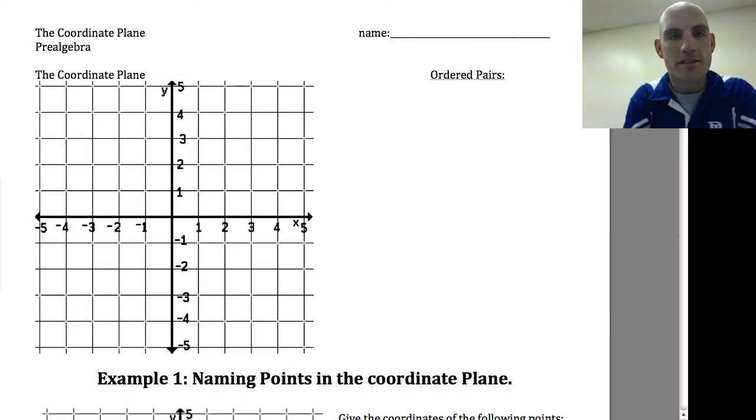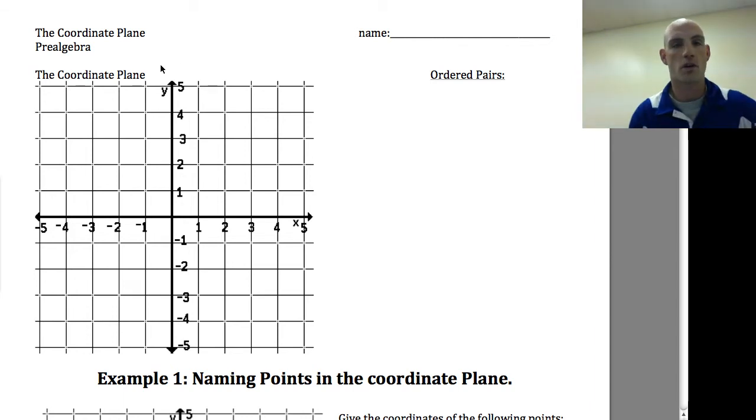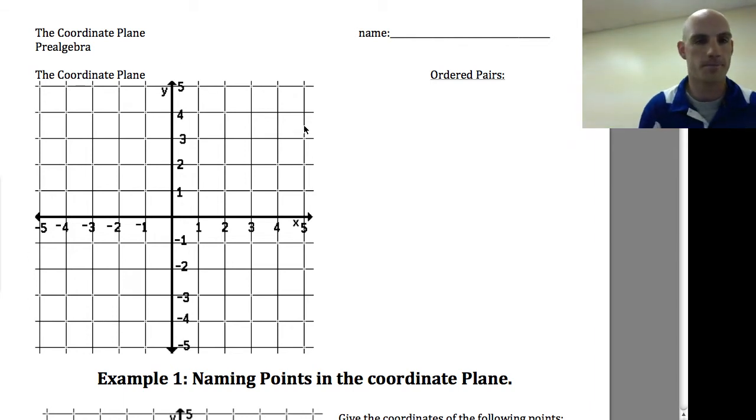Hey, welcome back everybody. Today's topic in the subject of graphing is going to be the coordinate plane. We're going to learn a little bit about what it means to have the coordinate plane, how we move in it, how we operate it, and how we name things in it. So what you see here in this first part is a coordinate plane drawn.